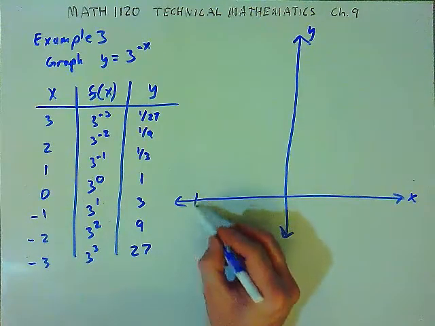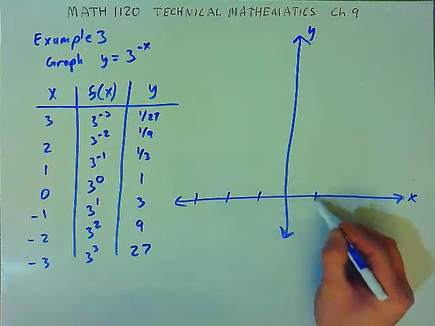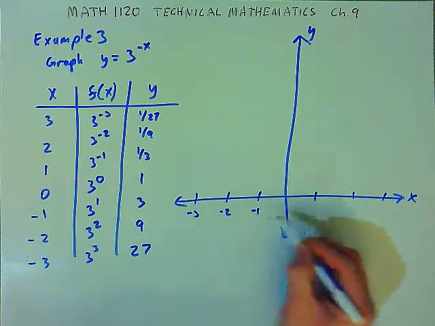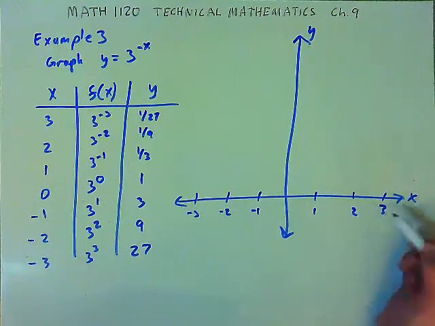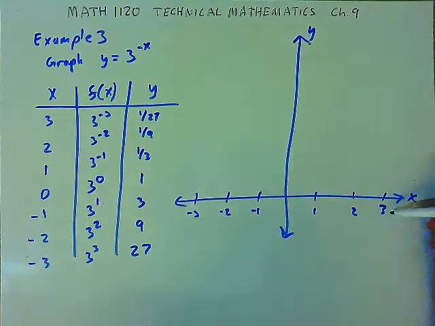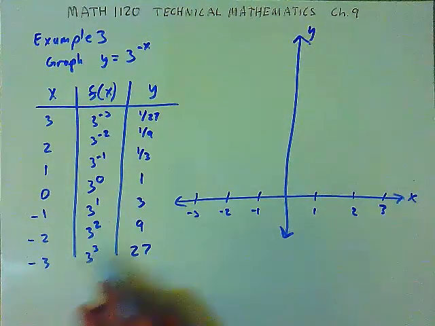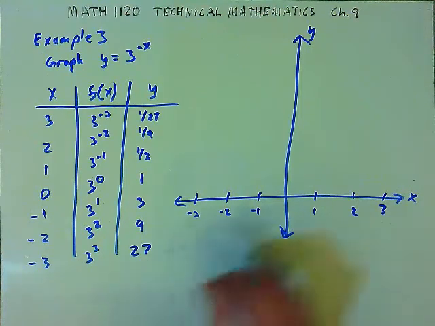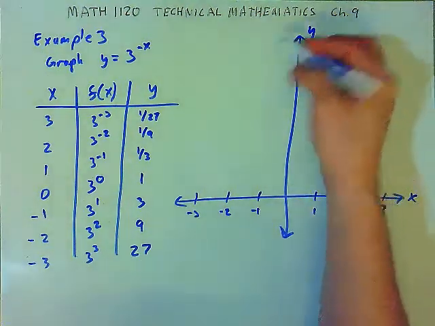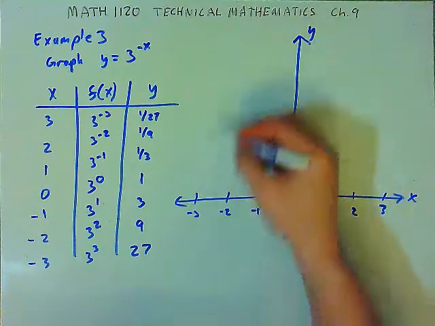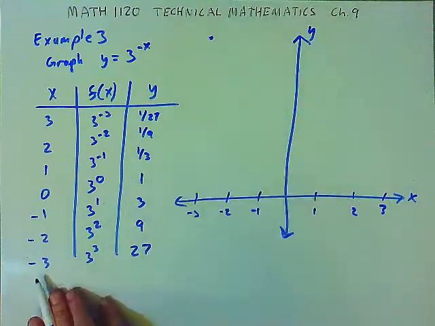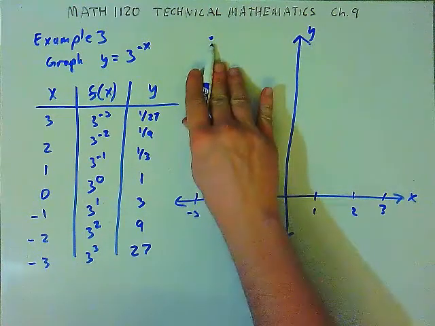Our x values would be -3, -2, -1, 1, 2, and 3. And so when x is -3, y is 27. And so we need 27 marks here. Hopefully I'd be okay if I just estimate. Maybe 27's up here somewhere. So when x is -3, y is 27.